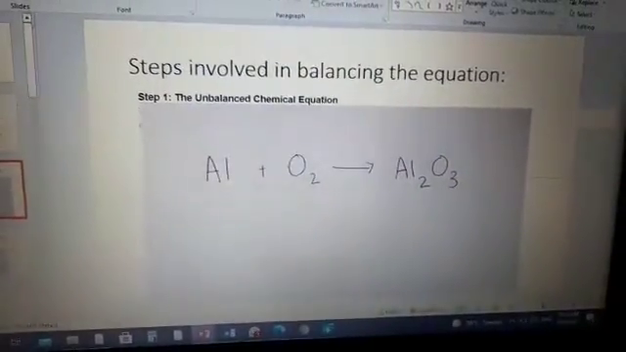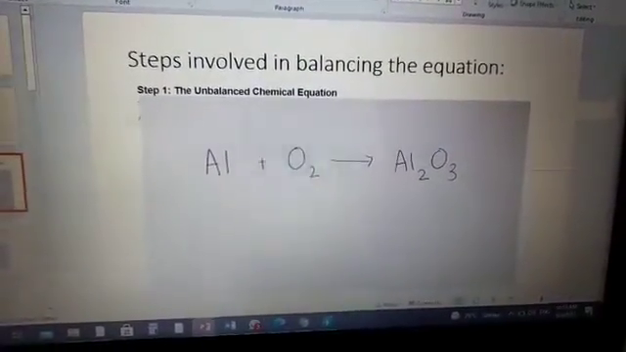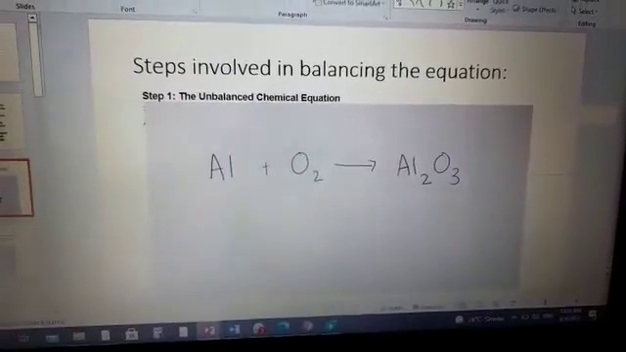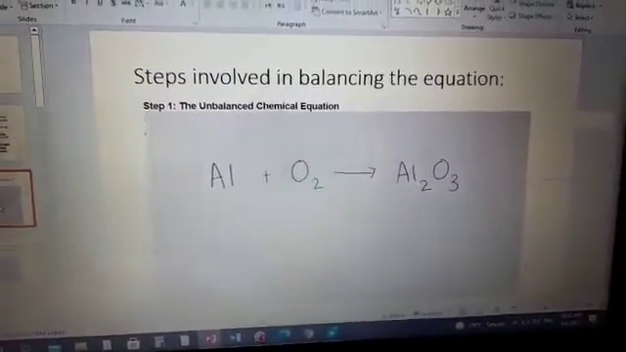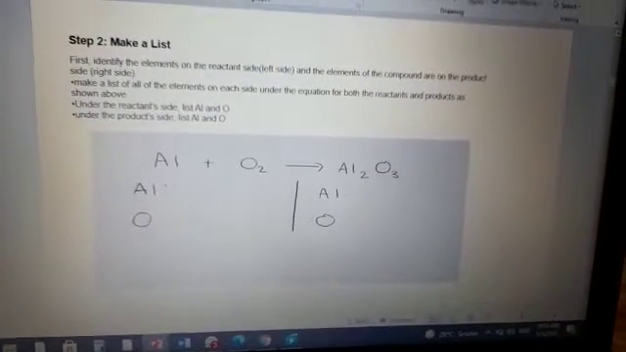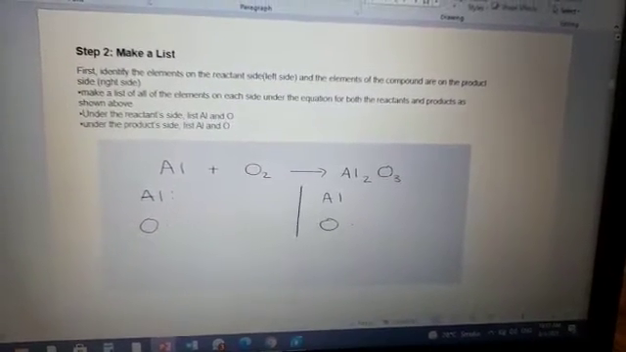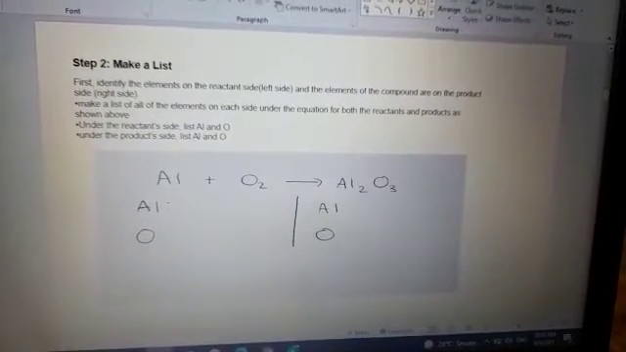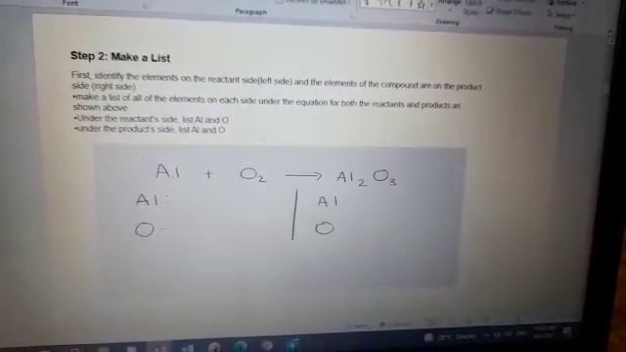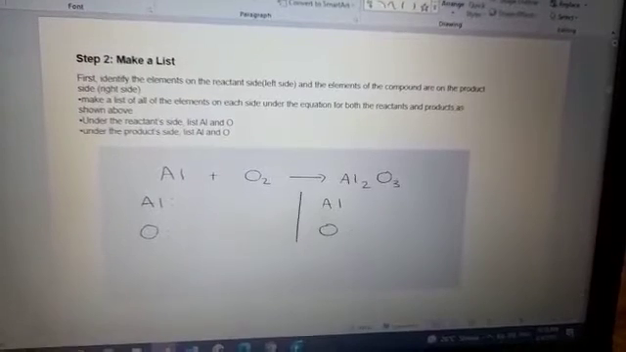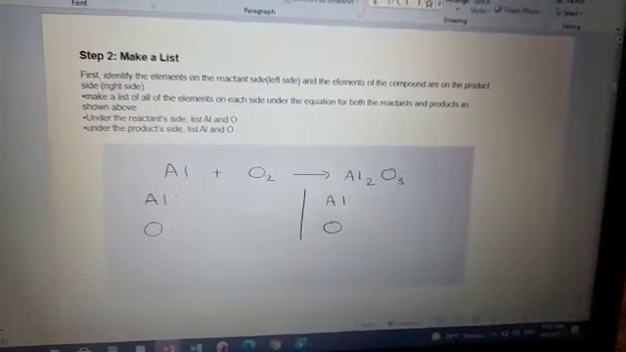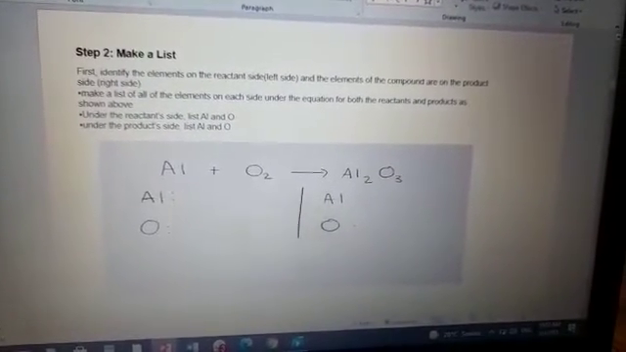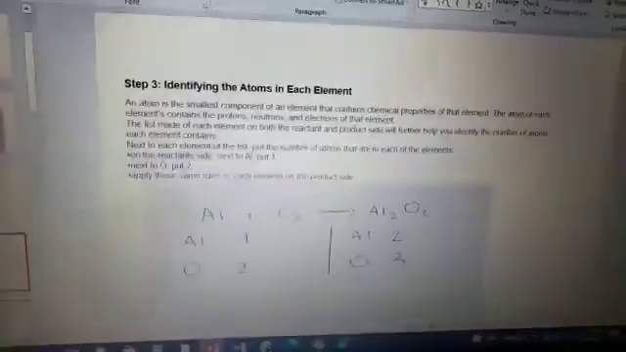After that, I explain the steps involved in balancing the chemical equation. Step number 1 is the unbalanced chemical equation. Step 2, make a list. Make a list of all the elements on each side under the equation, for both the reactants and the products, as shown below. Under the reactant side: aluminum and oxygen. Under the product side: aluminum and oxygen.